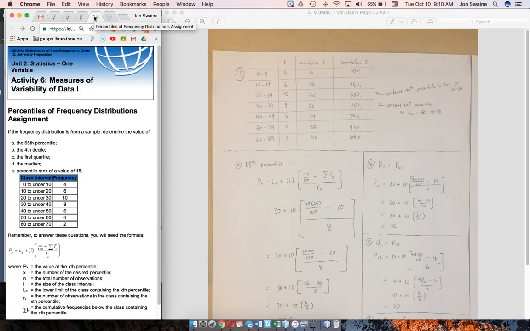Hi, everybody. I just want to go over the solutions to the measures of variability of data worksheet.